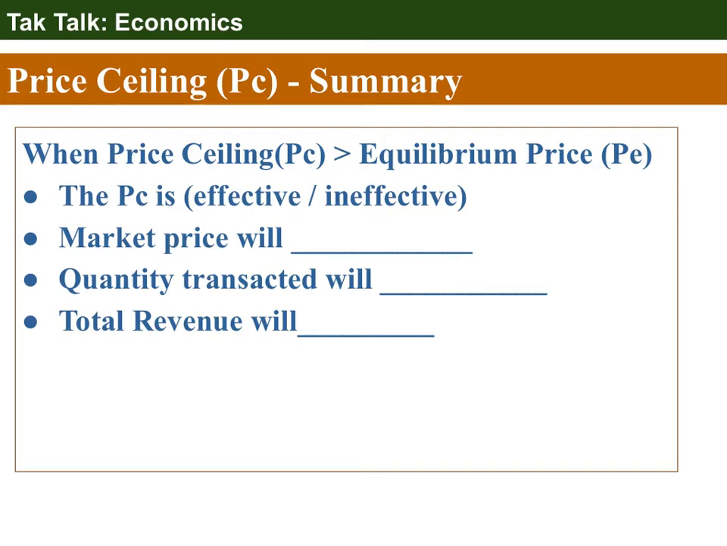Just the opposite, you will find that if the price ceiling is above the equilibrium price, it is ineffective. So the price, quantity, and total revenue will all be unchanged. Everything will stay at the equilibrium point.